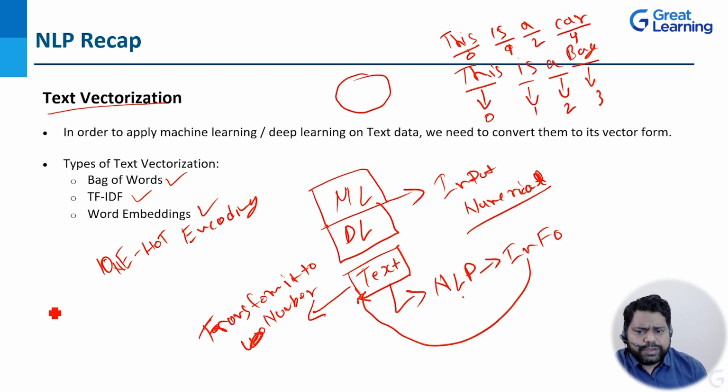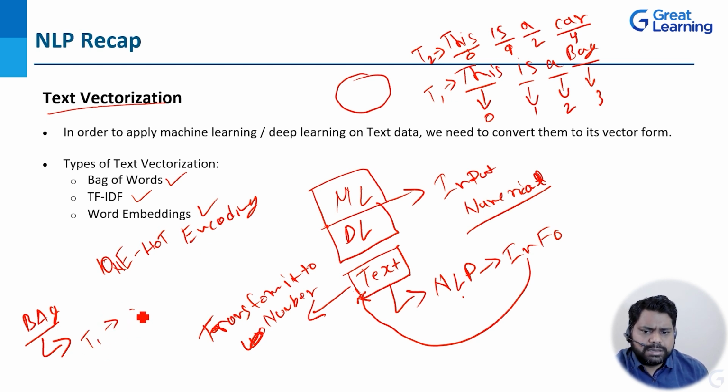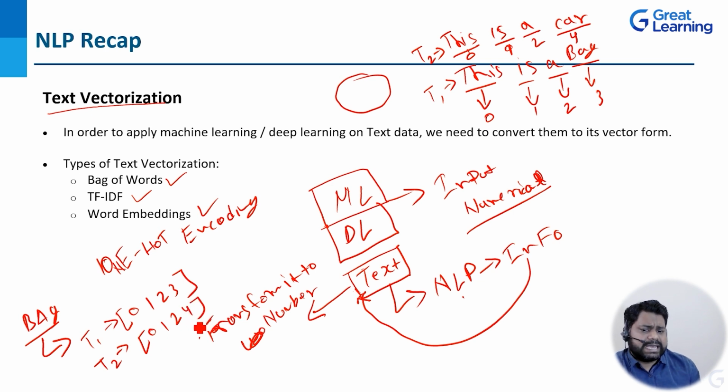Okay, so when we apply bag of words and we create the vector for, let's say this is t1 and this is t2, for t1 your vector will be 0, 1, 2, 3. So this is your vector for t1. For t2 this will become 0, 1, 2, 4, since it has car, not bag. So this way we can convert them into numbers and then we can apply machine learning.